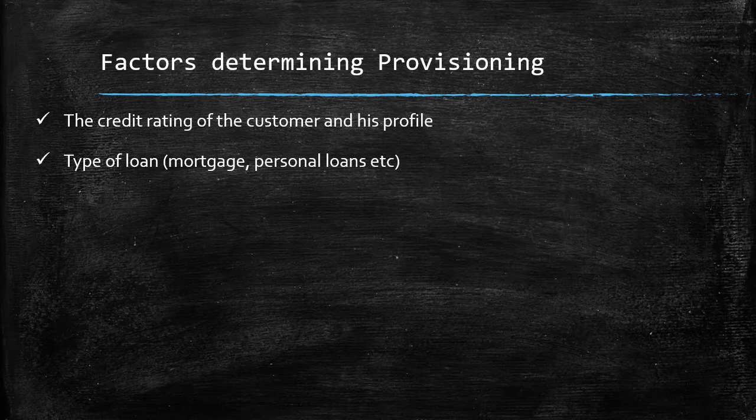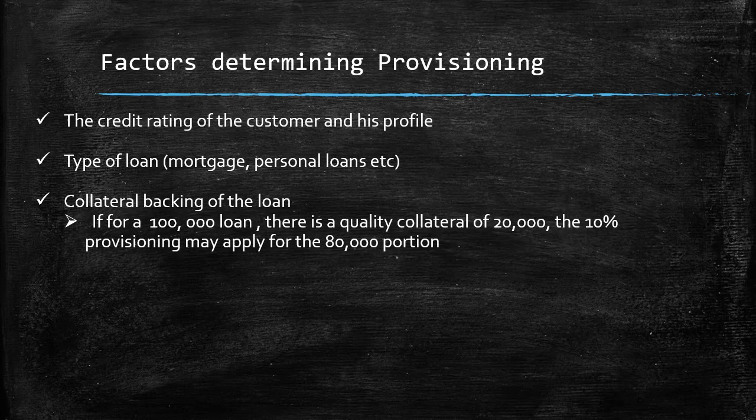Secondly, the type of loan: a mortgage loan, personal loan, a business loan, and so on. More often, mortgage loans see lesser default and hence a lesser percentage of provisioning may apply vis-a-vis a personal loan. Thirdly is the collateral backing of the loan. So in the previous example of 100,000 USD loan, if there was a quality collateral of 20,000, then the 10% will not apply for the whole of the loan, but rather for the 80,000, which is the unsecured portion of the loan.